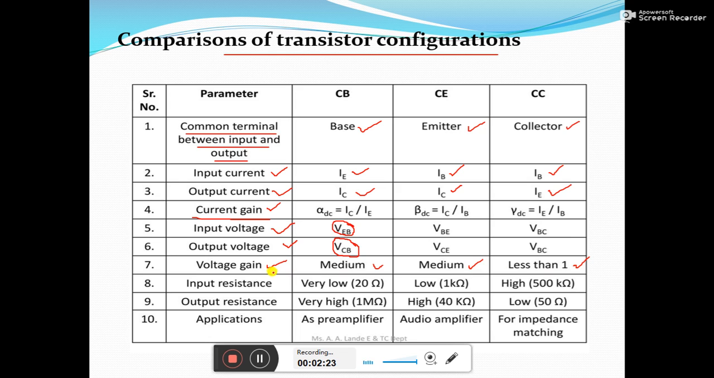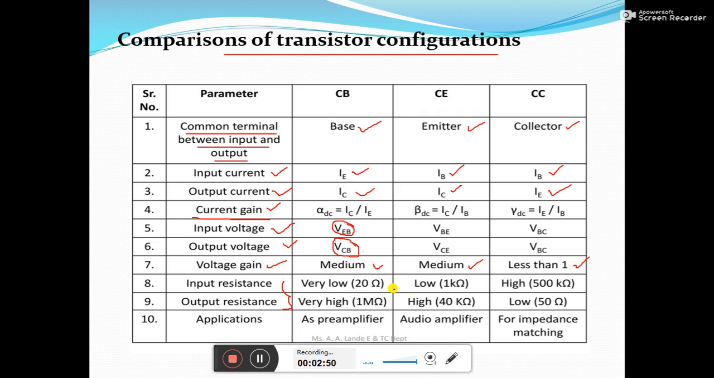A few more parameters are not listed here. One more parameter is current gain. Current gain is high in case of CB as well as CE compared to that of CC. Regarding the power gain, it is somewhat less in case of CB, whereas it is more in case of CE configuration.